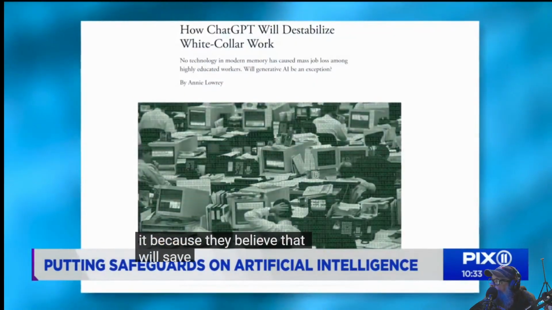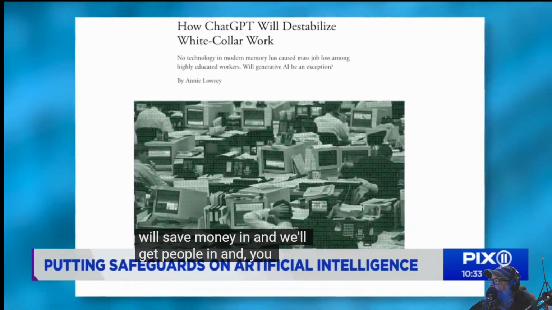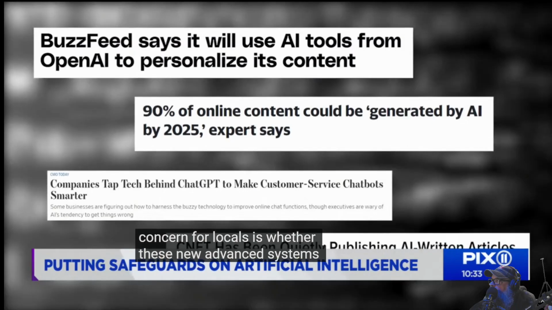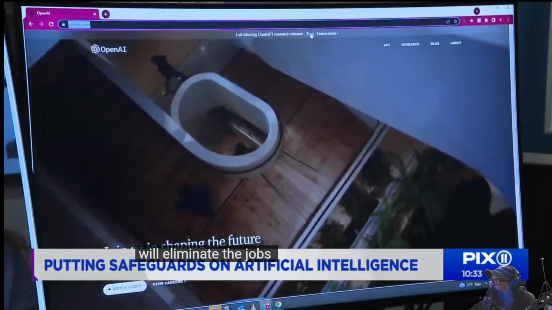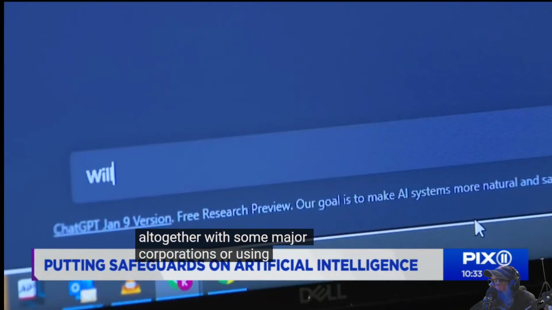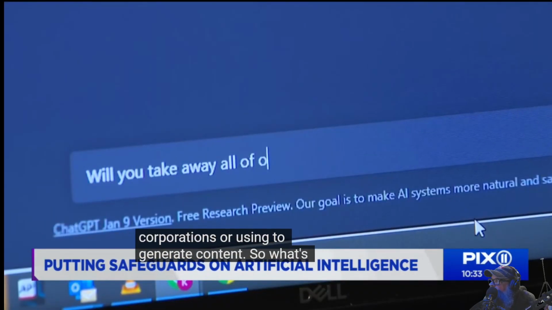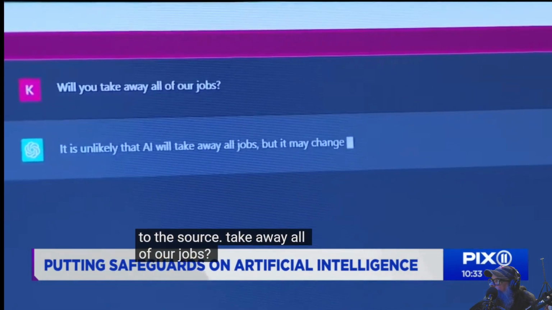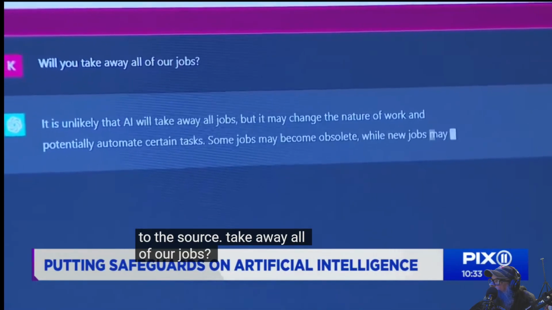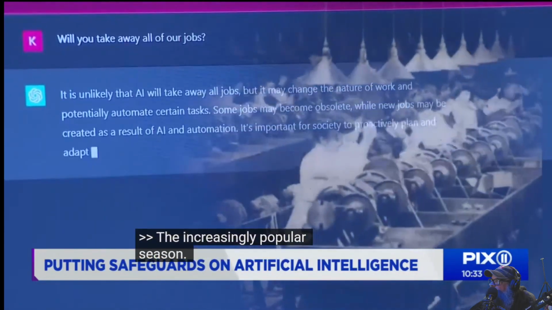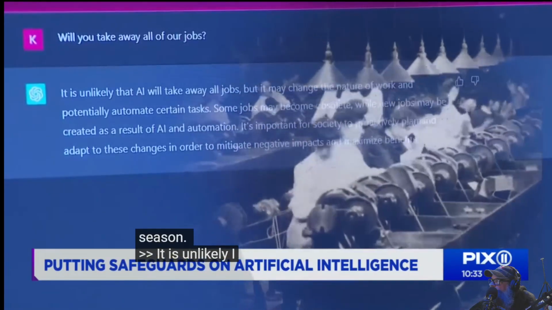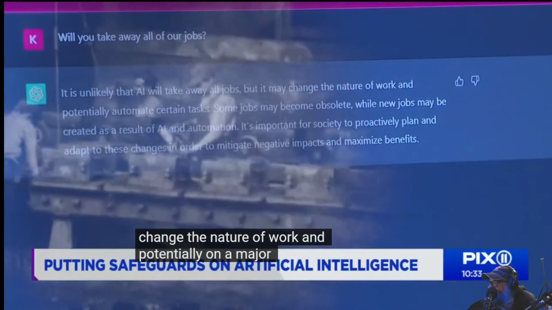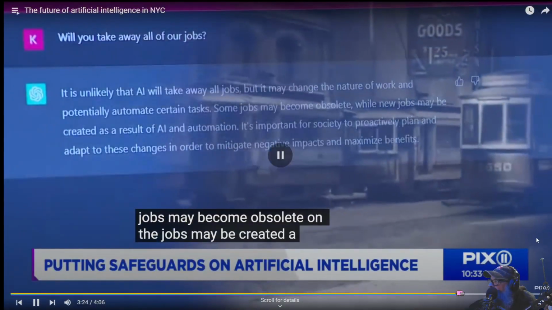Perhaps the biggest concern for workers is whether these new advanced systems will eliminate their jobs altogether, with some major corporations already using AI to generate content. So, what's next? I decided to go straight to the source. Will you take away all of our jobs? I asked the increasingly popular ChatGPT AI system. It is unlikely that AI will take away all jobs, but it may change the nature of work and potentially automate certain tasks. Some jobs may become obsolete, while new jobs may be created as a result of AI and automation. It's important for society to proactively plan and adapt to these changes.